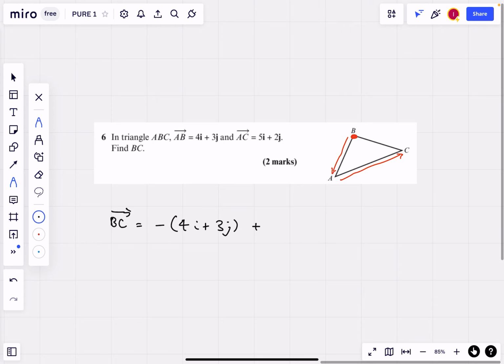And then you add AC, 5i plus 2j. So minus 4i minus 3j plus 5i plus 2j, which gives you 1i, which is just i, and minus 1j, which is just minus j. And that's how they can use arithmetic with i's and j's and unit vectors.